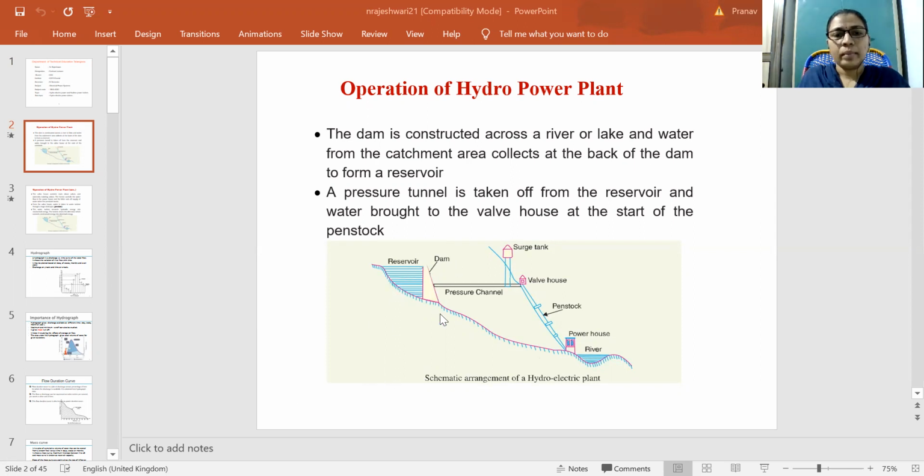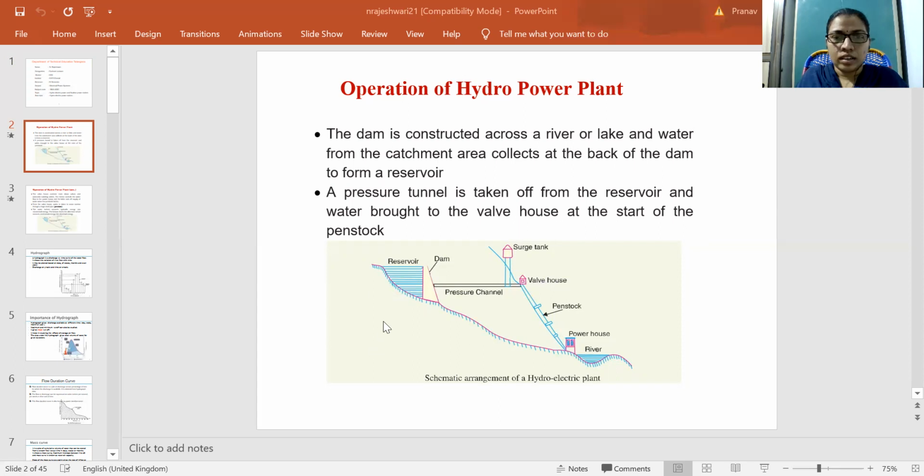At the back of the dam, a pressure tunnel is taken off from the reservoir and water is brought to the valve house at the start of the penstock. So this is the pressure channel, and this is the penstock arrangement. Before the penstock, a valve house is constructed. Through this pressure channel, water is released into the penstock through the valve house.